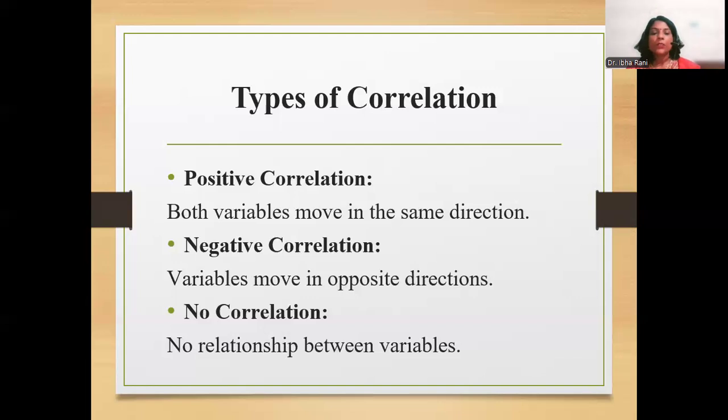The second type is negative correlation. Negative correlation talks about when both the variables move in opposite directions. It means that when one variable is increasing, the other variable will be decreasing, and vice versa. That is known as negative correlation. No correlation talks about when there is no relationship between these two variables. We cannot identify that if one variable is increasing, it is impacting the other variable. It means there is no correlation between these two variables.